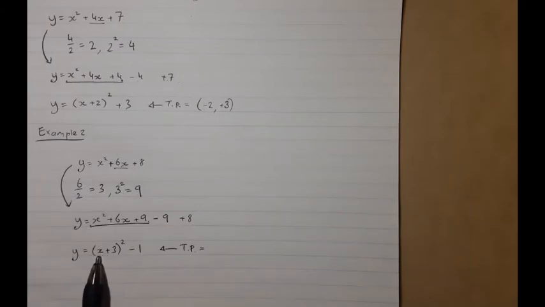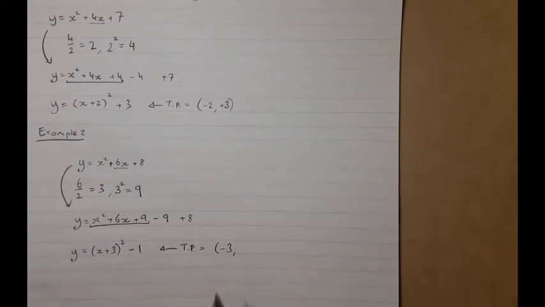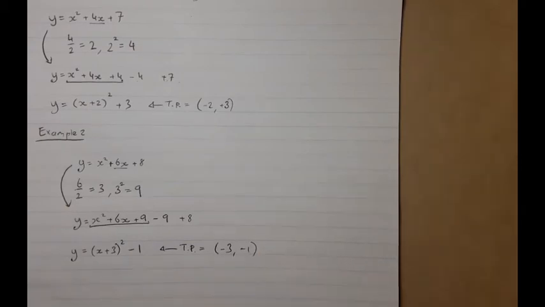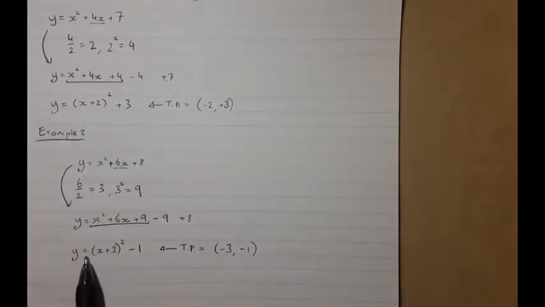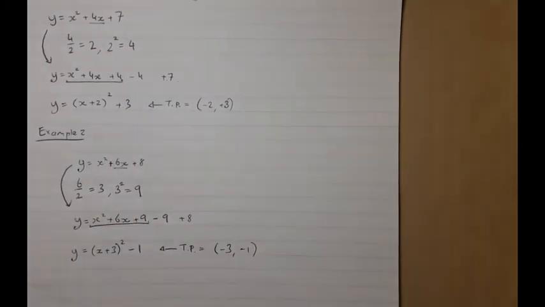And we need to find what value of x makes these brackets equal to 0, or minus 3. So our turning point is minus 3, comma, minus 1. Okay. Now, the one thing that is different between this example where we ended and this example, you can see we've got x plus 3 squared minus 1, or x plus 2 squared plus 3. So the sign is different in both cases.